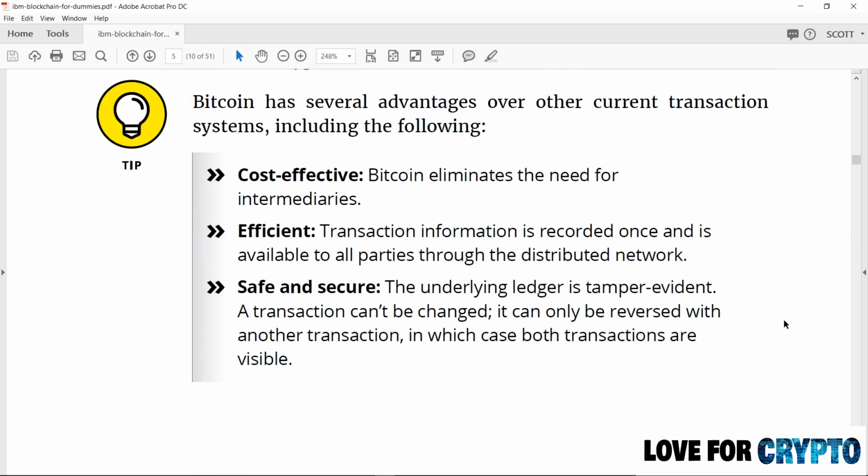Cost effectiveness: Bitcoin eliminates the need for intermediaries. Efficient: the transaction information is recorded once and is available to all parties through the distributed network. Safe and secure: the underlying ledger is tamper evident, and a transaction can't be changed. It can only be reversed with another transaction, in which case both transactions are visible.